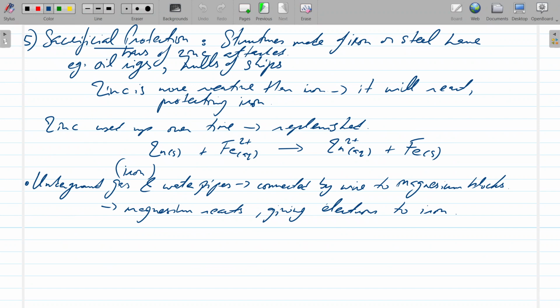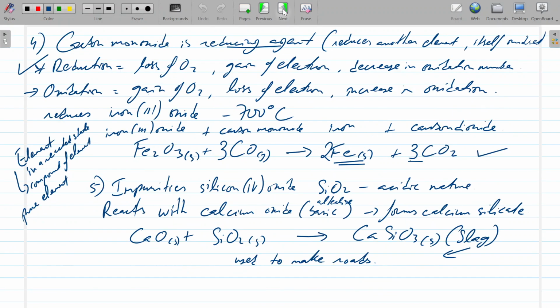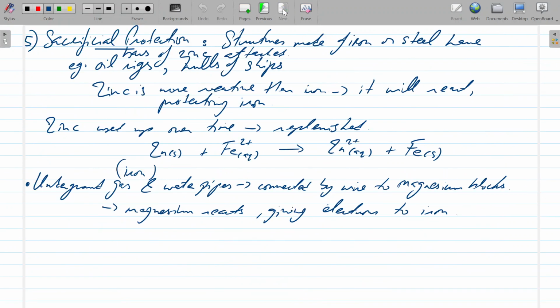So we just have a bit of the topic left, which we will cover and then move on to our next chapter. So under the topic of corrosion, we are basically talking about rusting, as we just saw. And so let's talk about corrosion of other metals.